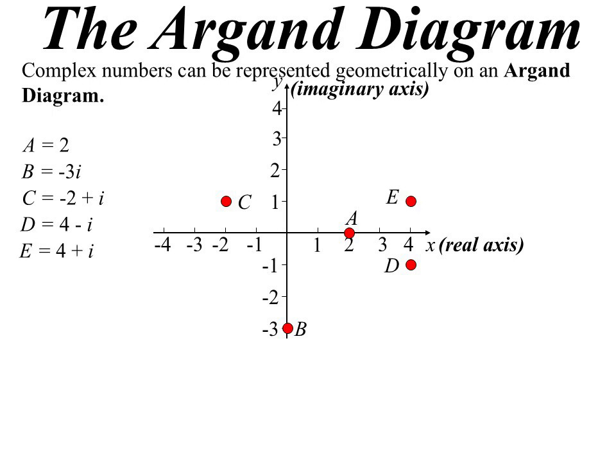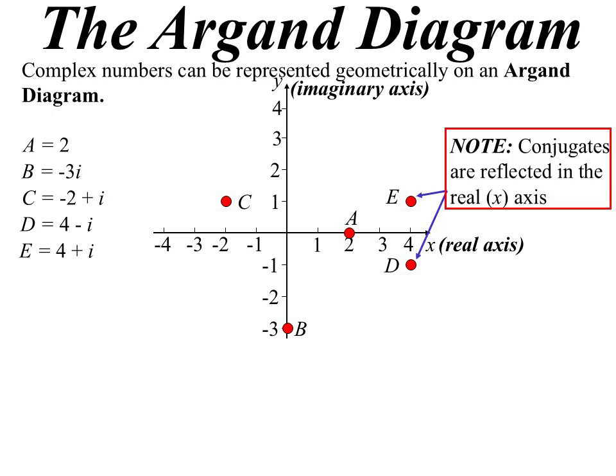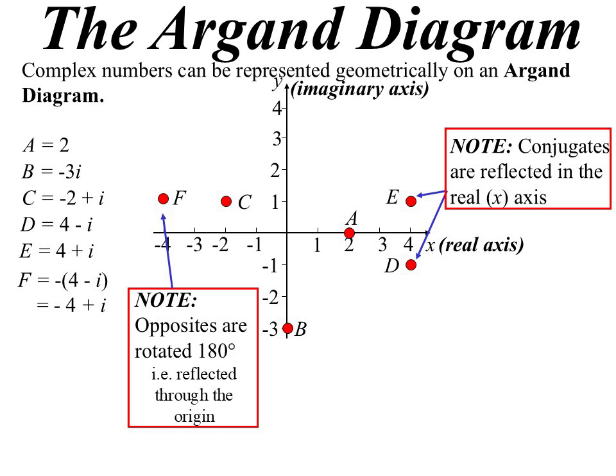Now that brings up the first interesting thing about looking at it geometrically, because we can see things straight away. And what we should always see is conjugates are always going to be reflections in that real axis, because it's just the imaginary parts changing sign, plus or minus, the real parts staying the same. This one here, the negative of 4 minus i, if we were to plot that, it's over here at F. What do we notice? Those opposite ones, where one's the negative of the other, basically it's a reflection through the origin, a rotation of 180 degrees there.